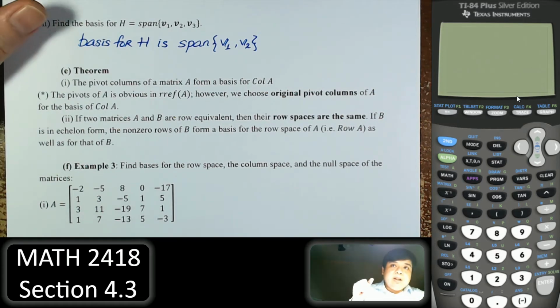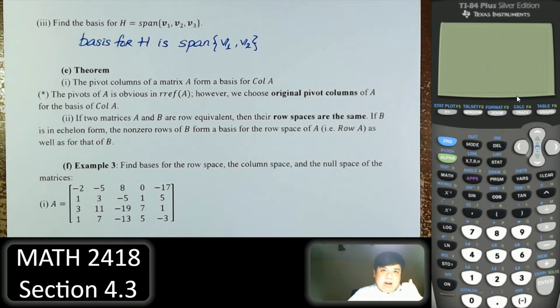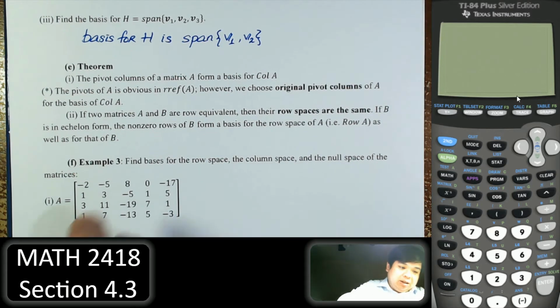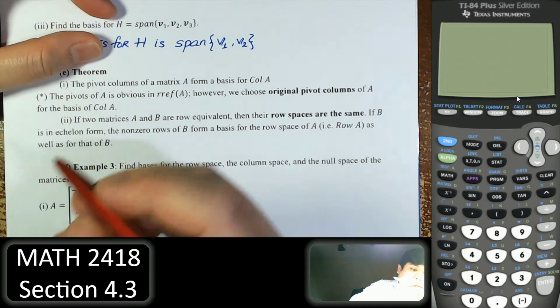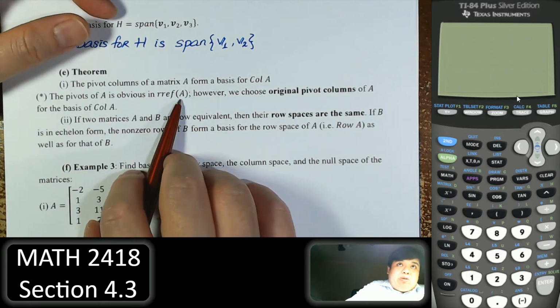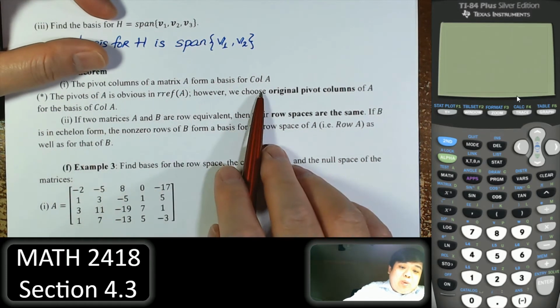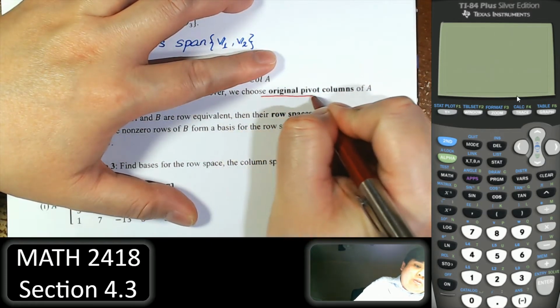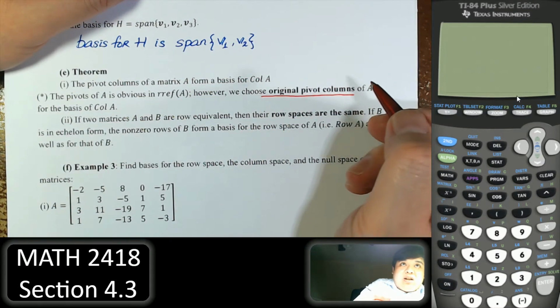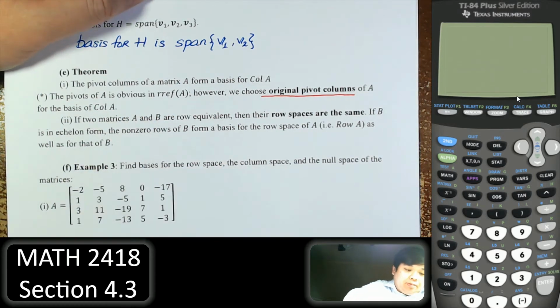Right. Now, from the previous section, when we get to this section, there's an easy way to find the vectors that represent the column space, the null space, actually the null space is still the same, and the row space. Right here, what we have: the pivot columns of a matrix A form a basis for Col A. Notice that this is the pivot column. If it is reduced to echelon form, that is obvious. However, when we choose the vectors for the basis, we're going to use the original pivot columns and not the reduced echelon form.